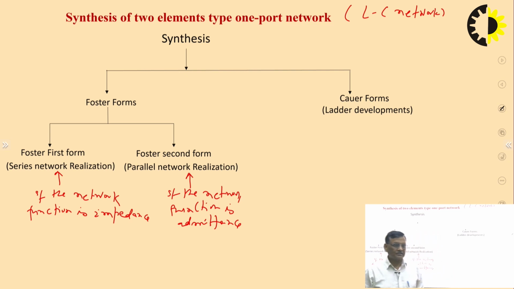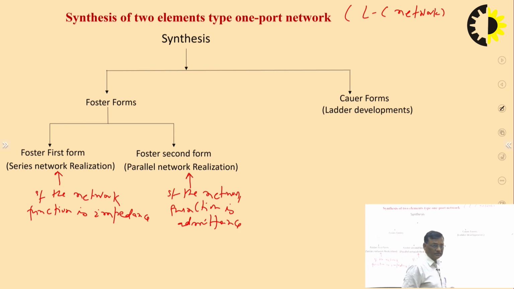The technique is partial fraction expansion, and what are the methods? Methods are removal of pole at origin, removal of pole at infinity, removal of conjugate imaginary poles, and the fourth one is the removal of the constants. Out of these four methods we generally use three for Foster forms of LC network.